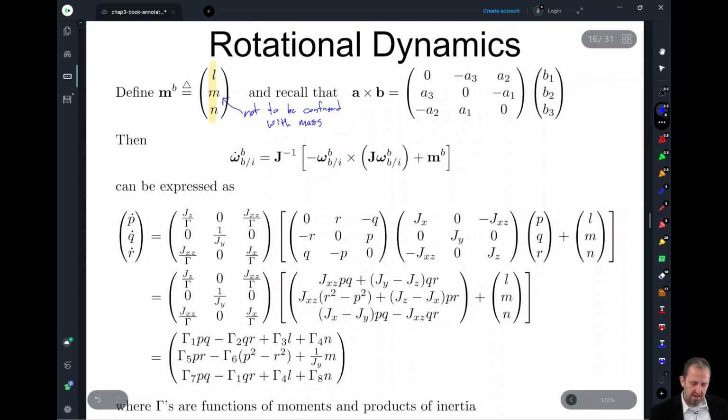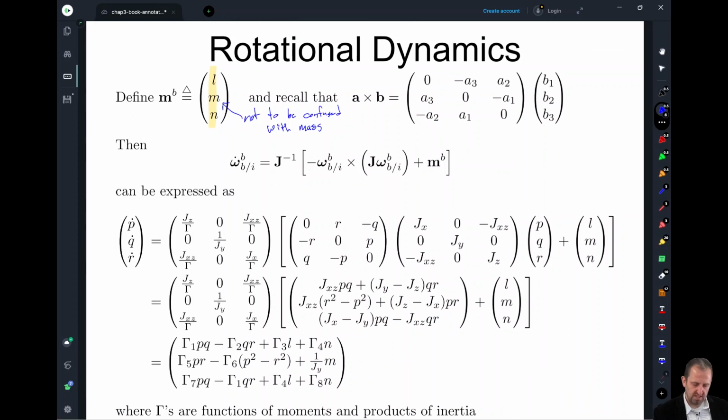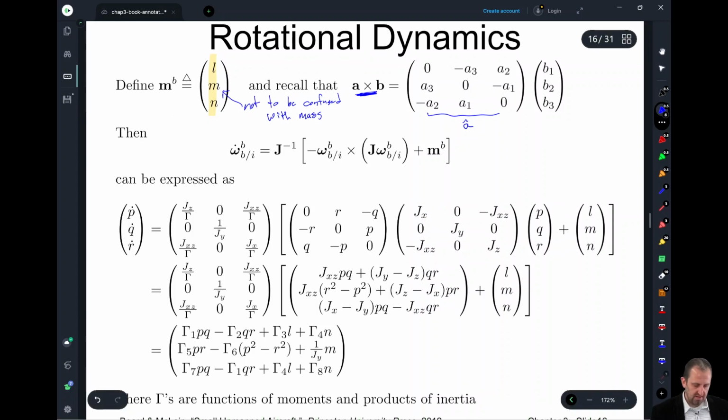Another thing we're going to do in terms of notation is write a cross product. This is often denoted as omega hat or other terms. We have this omega hat term where we form a 3x3 skew symmetric matrix out of our vector A. That allows us to write the cross product really easily, as the cross product turns into a matrix multiplication, which is really nice.